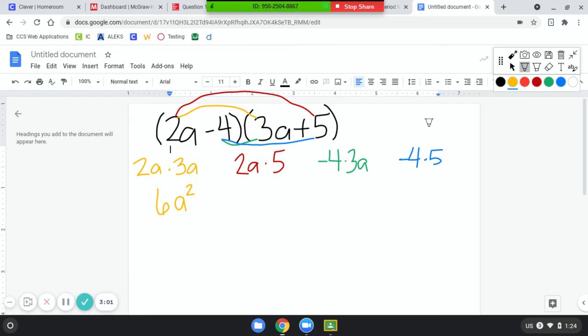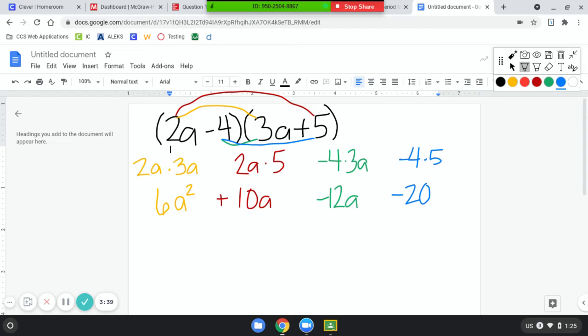Next, I'm going to go into the 2a times 5. So the coefficient 2 and the constant 5. So 2 times 5, I'm going to get 10. And a, this is positive, so I'm going to put a plus sign in front of there. Negative 4 times 3a is negative 12a. And then negative 4 times 5 is negative 20.